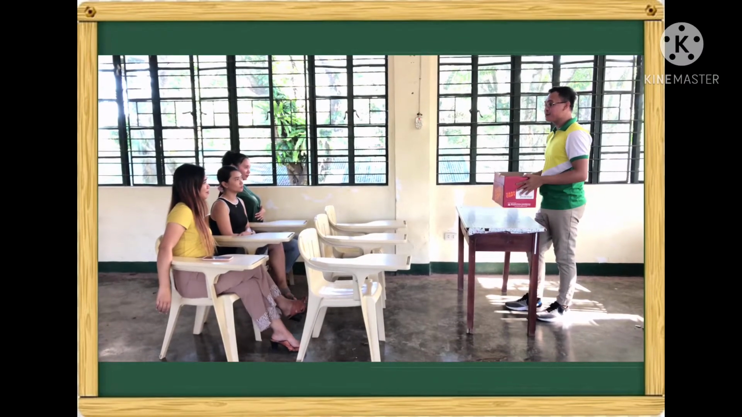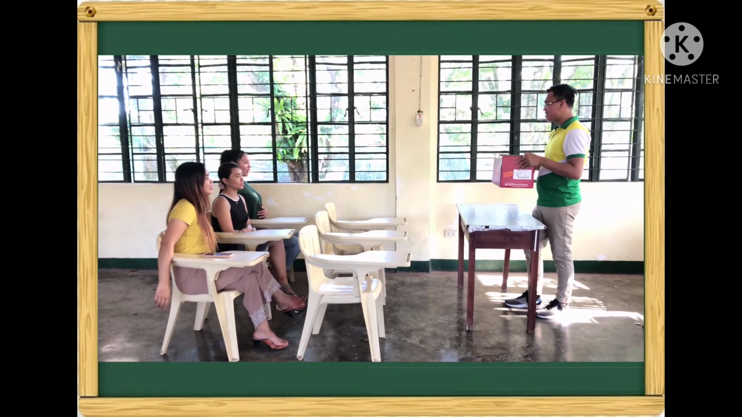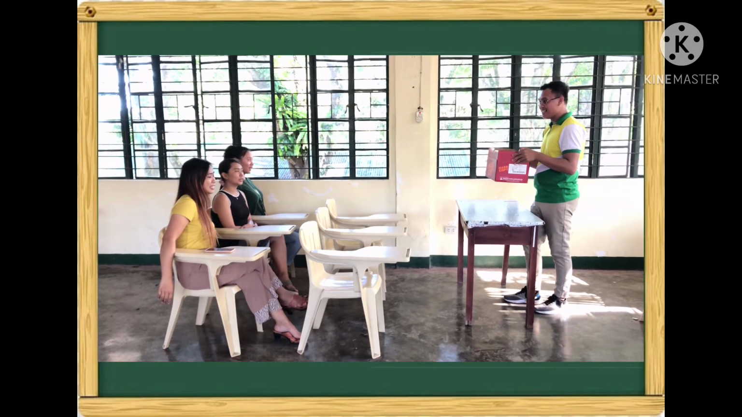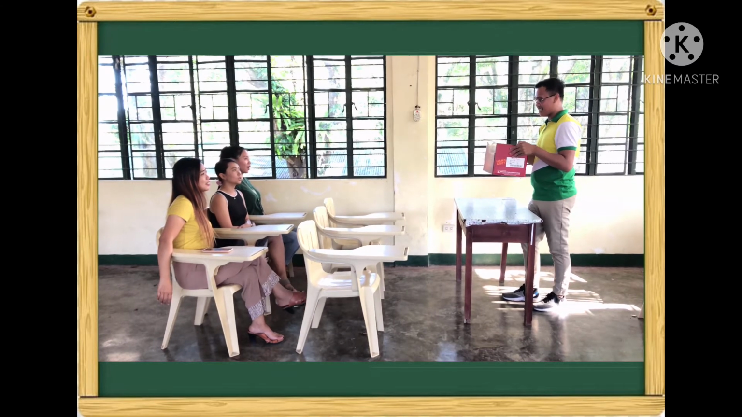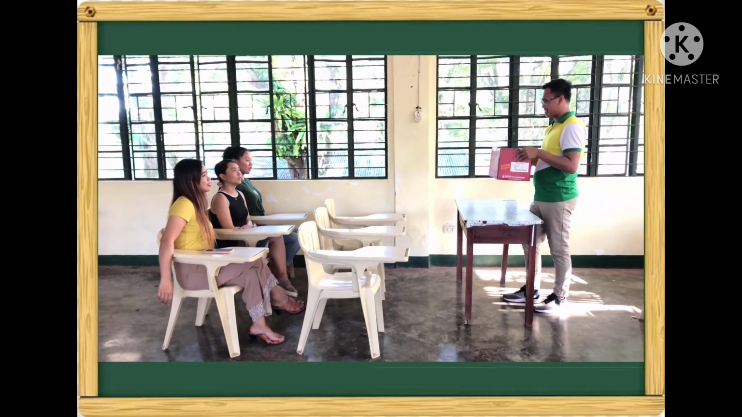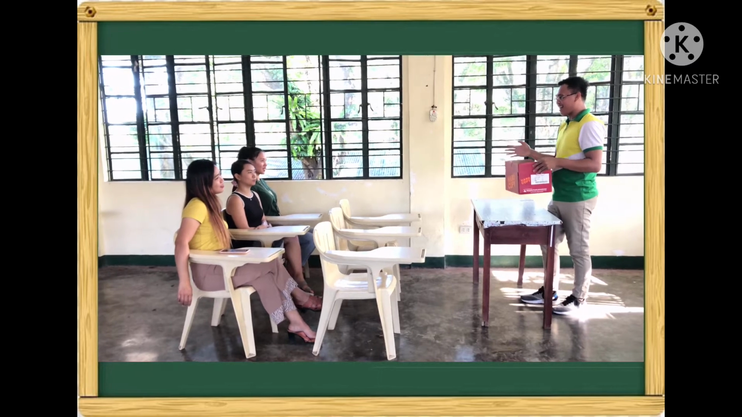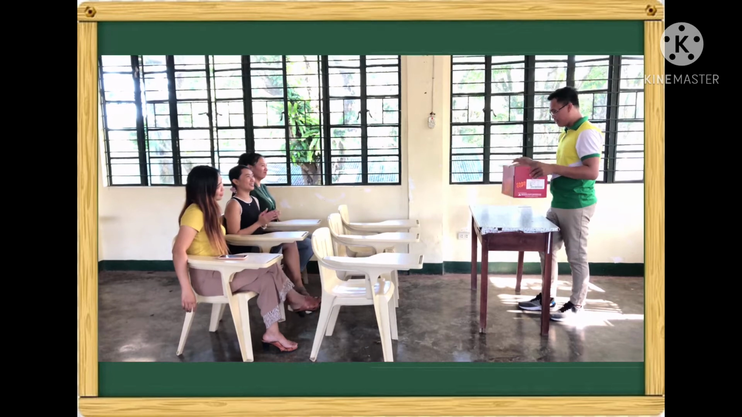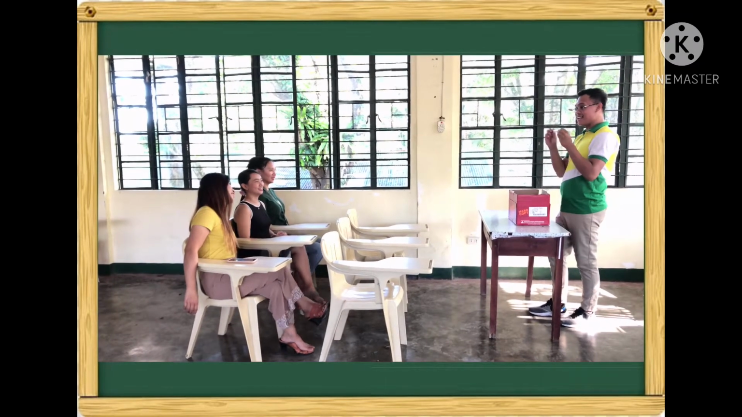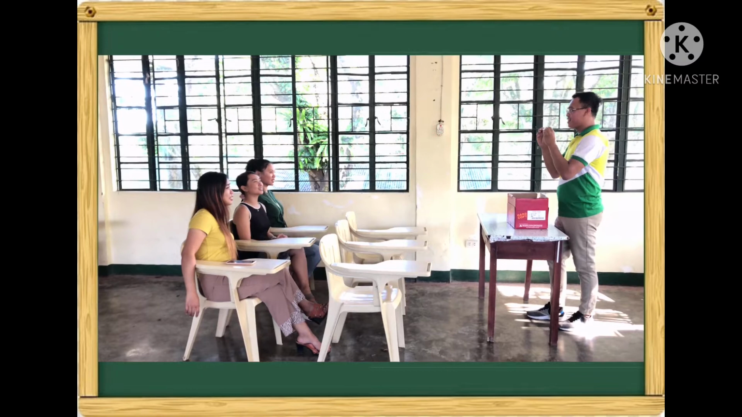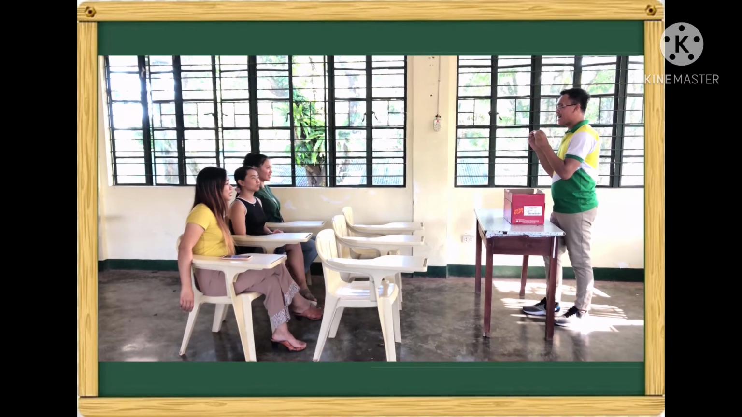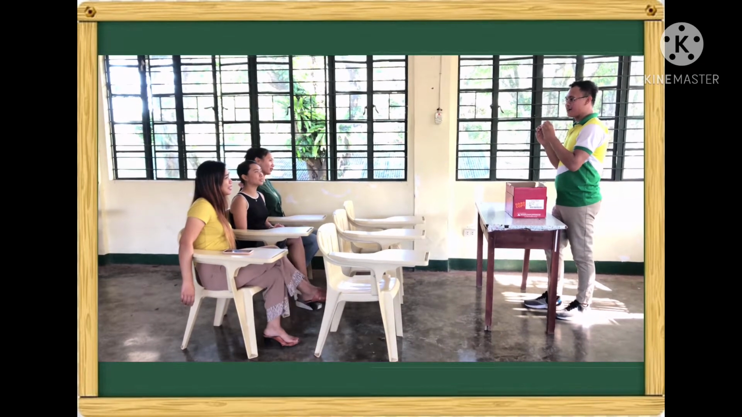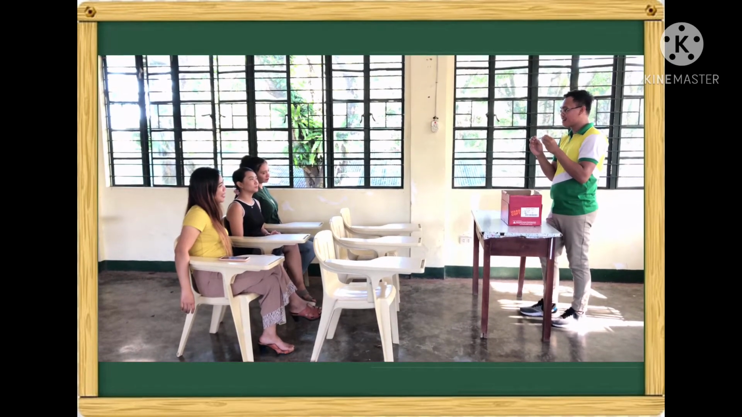Okay class, please repeat after me. This is a box. This is a box. Okay, Clarence, this is a box. Very good. How about this one? This is a pen. This is a pen. Okay, Via. This is a pen. Very good.